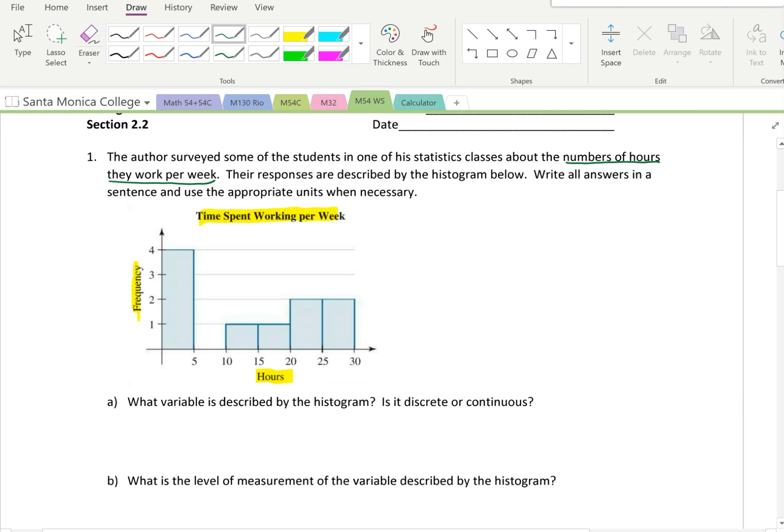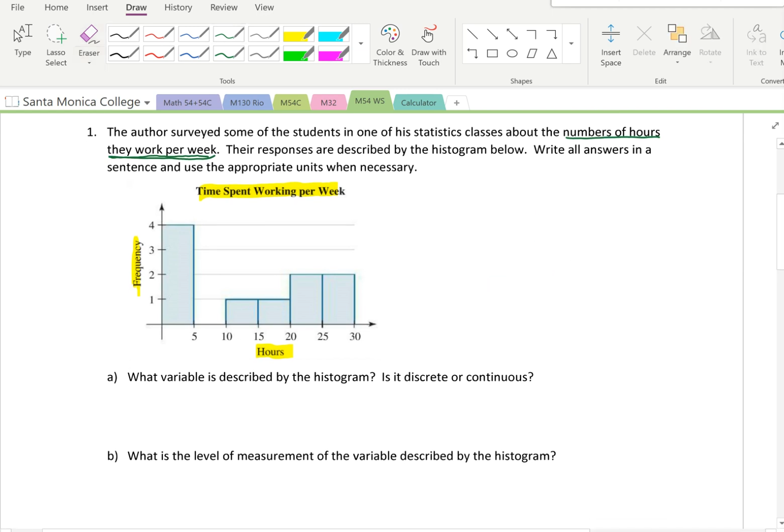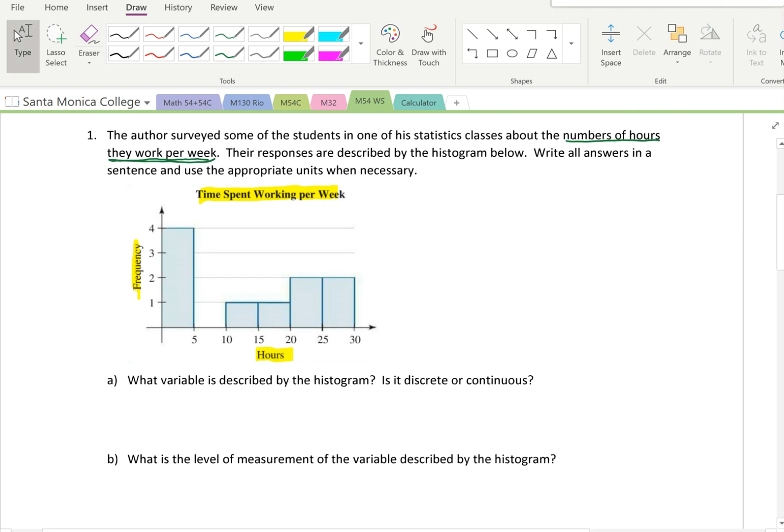Now, part A: what variable described by the histogram is it, discrete or continuous? Number of hours worked per week. Here, time is continuous. Think about it: between any two times, I can find one in between. For example, if one student works 2 hours and another student works 3 hours, I can find someone who works between 2 and 3 hours, like 2.5 hours, or 2.25 hours. So for any two times you give me, I can find a time between them. So this is considered continuous. So let's answer the question. Time spent working is my variable, and it's a continuous variable.